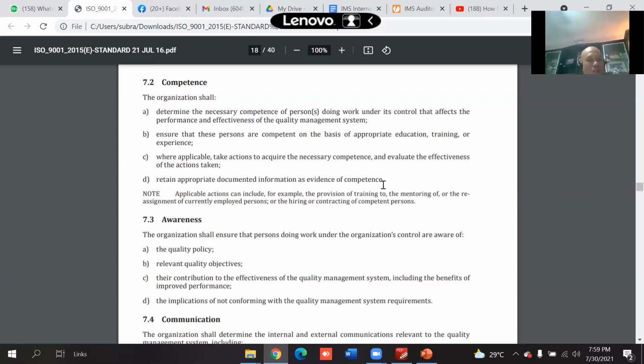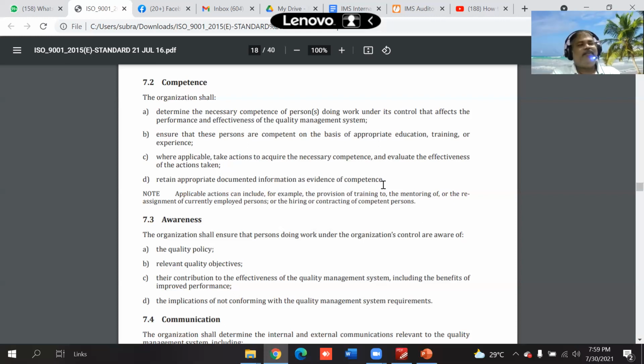Is it true that sometimes the external auditor also asks the staff for the company policy, objectives, and all that? Yeah, they will ask. Why? Because one of the things is that your policy and objectives must be communicated to all. So they say, "Hey, what is your policy?" "I don't know." That means you never communicated to them.